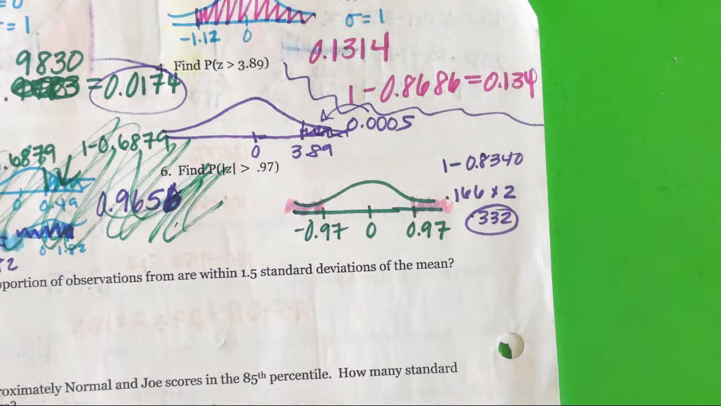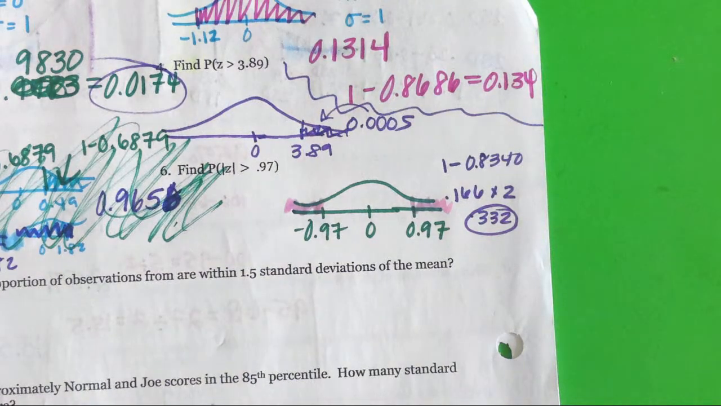But if Sally likes that negative table, she could have just gone to it to begin with, looked at negative 0.97, it was 0.1660 to begin with, and if she doubled it, she would have also gotten 0.332. Okay, but with the absolute value bars question, it makes the negative table really easy to use. Yes. I like that.